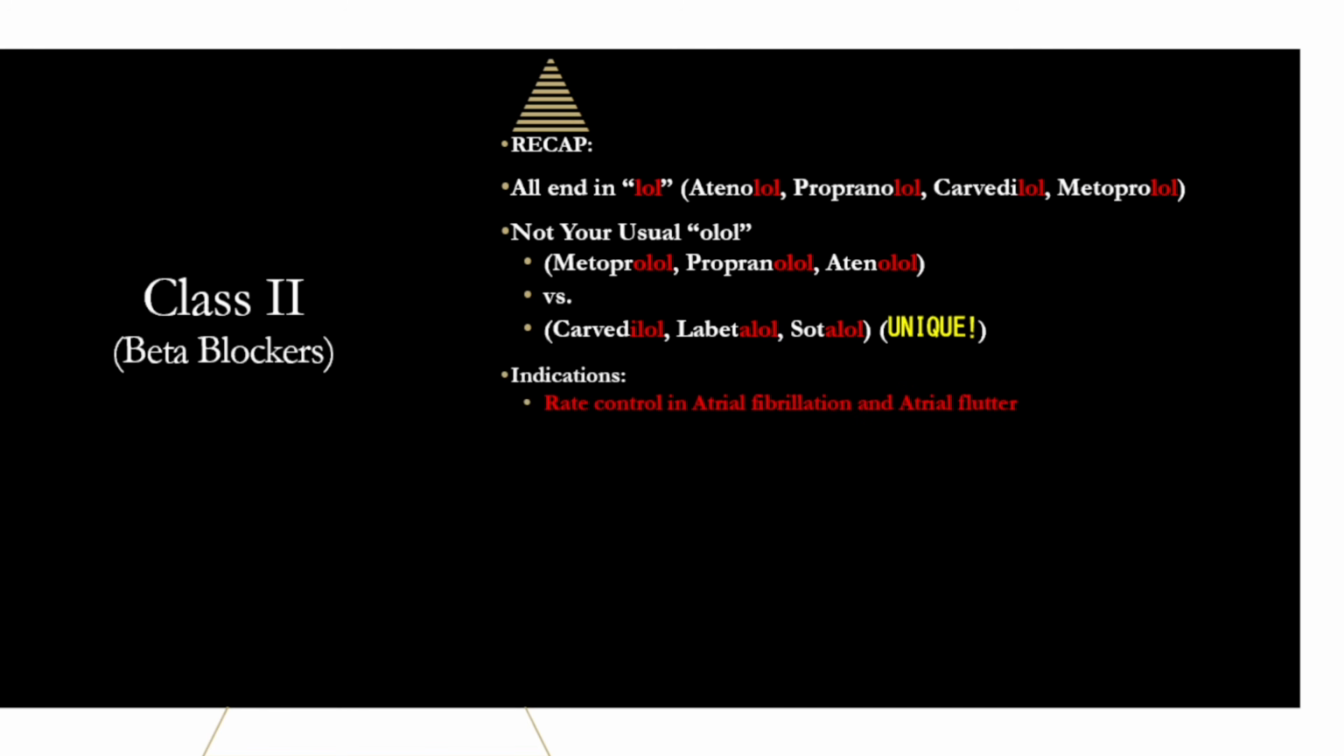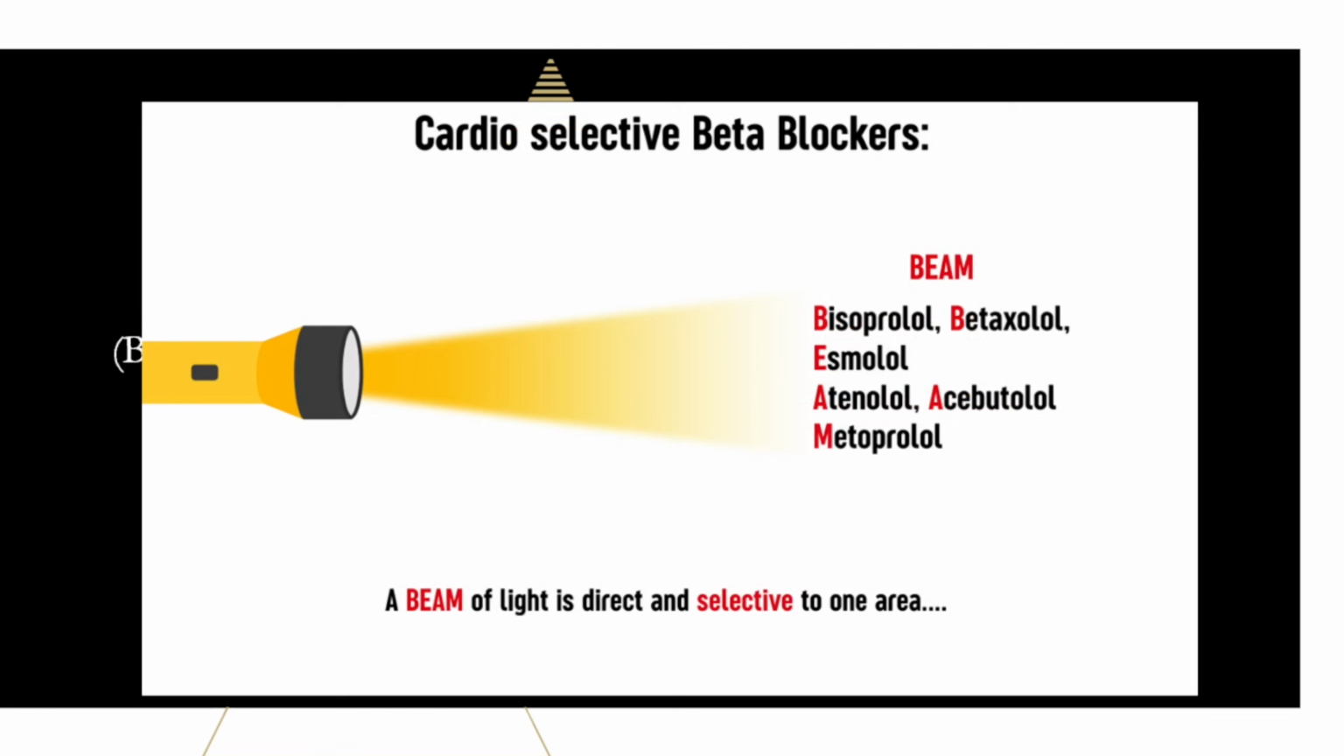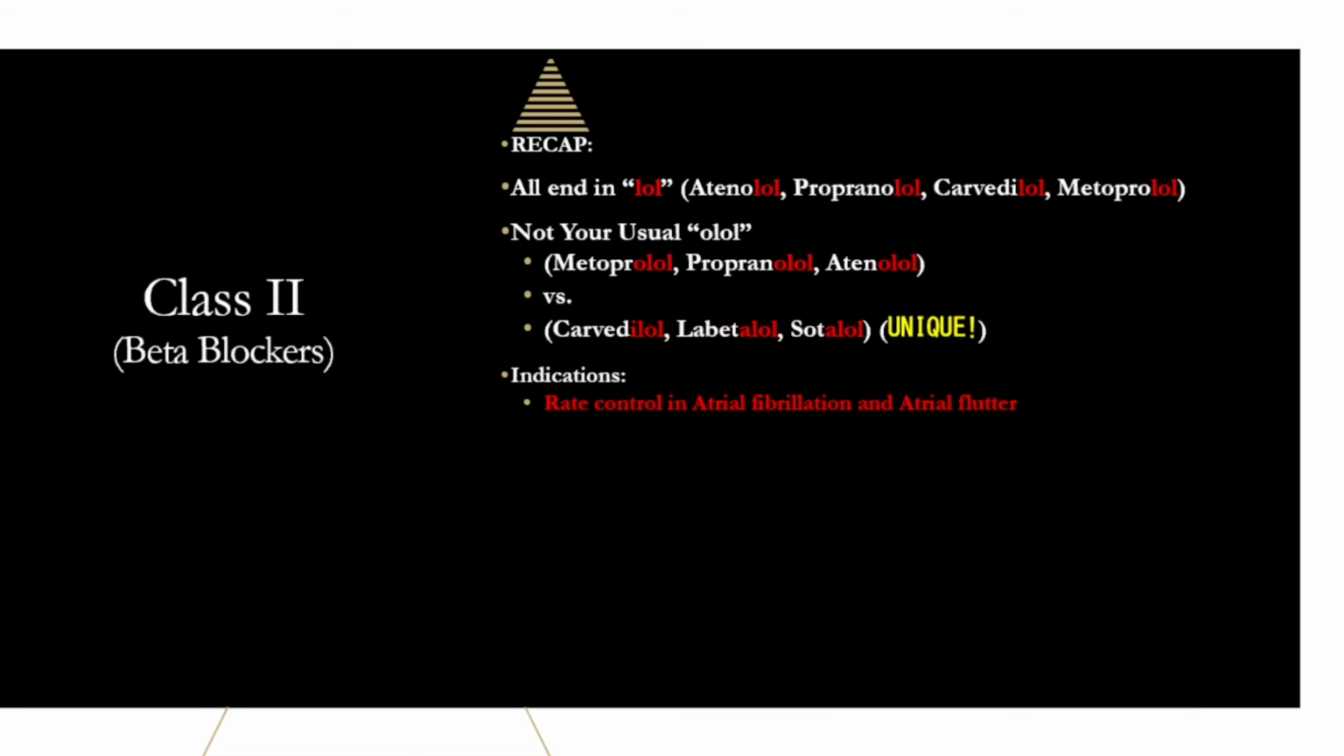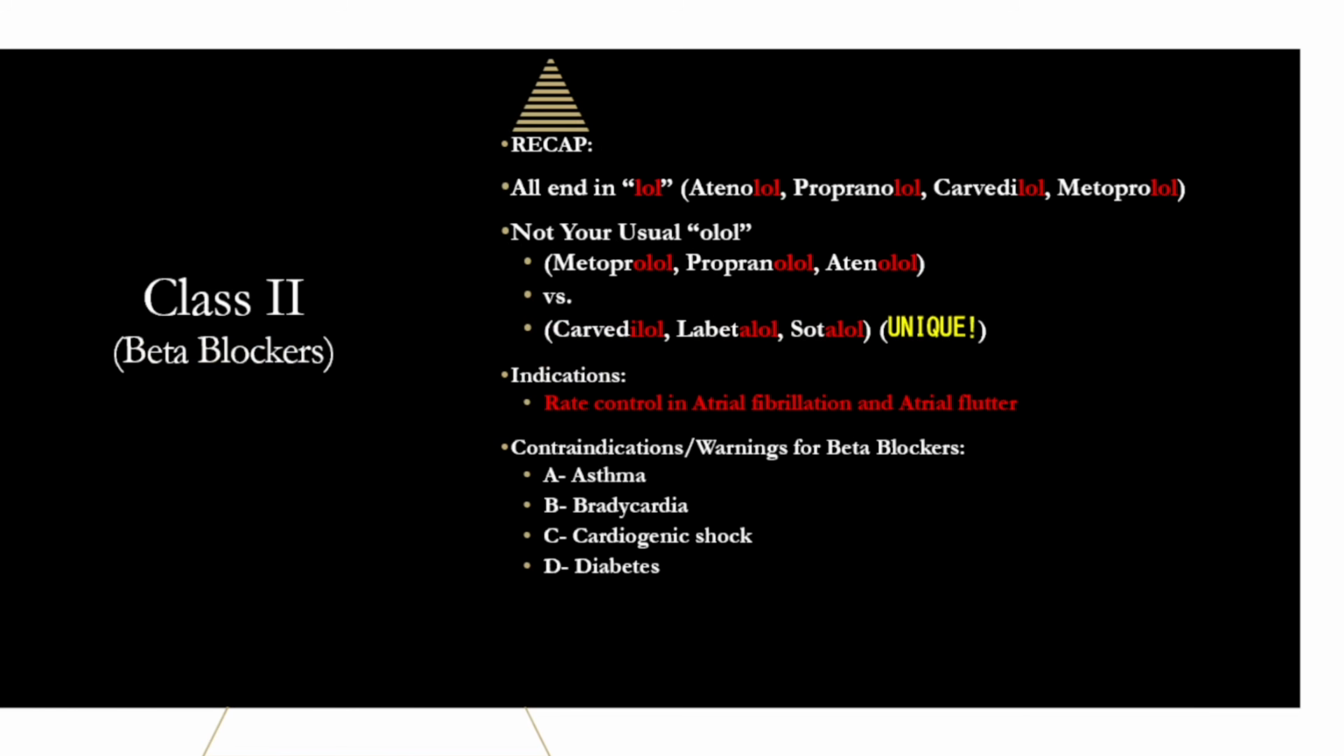The main indication I would know is for rate control in AFib and A-flutter. Remember your cardioselective beta blockers with BEAM: bisoprolol, betaxolol, esmolol, atenolol, acebutolol, metoprolol. Finally, remember your common contraindications and warnings for beta blockers with ABCD: asthma, bradycardia, cardiogenic shock, diabetes. That's your beta blockers. Let's talk about our class 3 antiarrhythmics next, which are our potassium channel blockers.